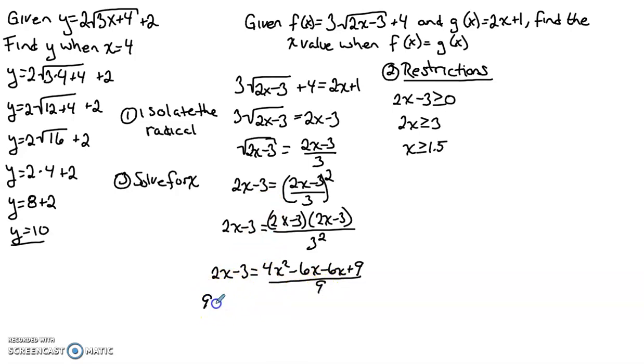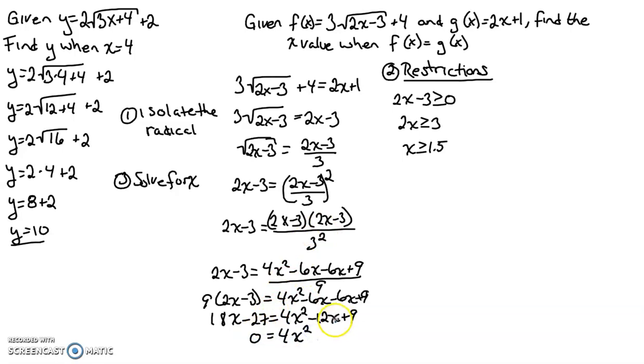So we'll have 9 times 2x minus 3 equals 4x squared minus 6x plus 9. We'll have 18x minus 27 equals 4x squared minus 12x plus 9. If we subtract 18x and add 27, we'll end up with 0 equals 4x squared, negative 12x minus 18x is a negative 30x, and a positive 9 plus 27 is a plus 36.